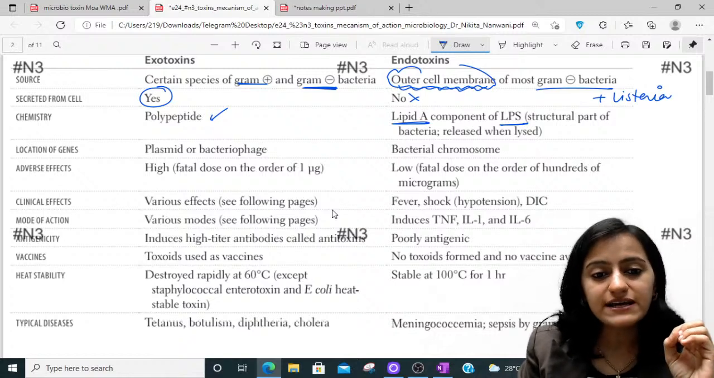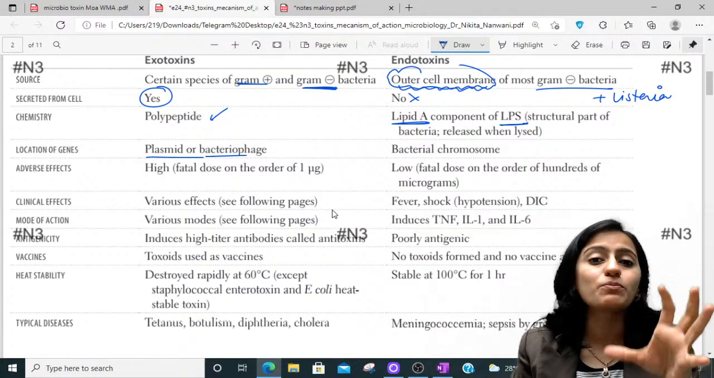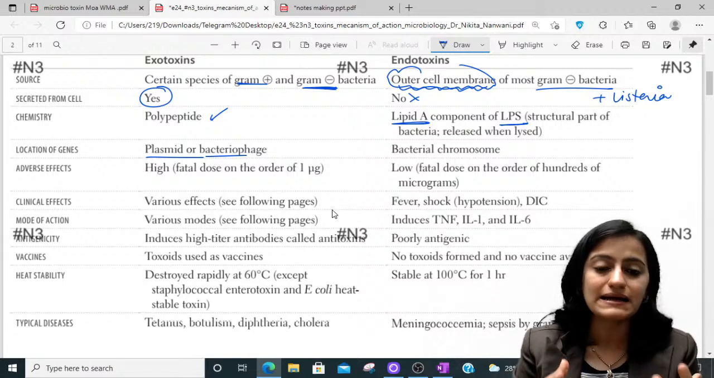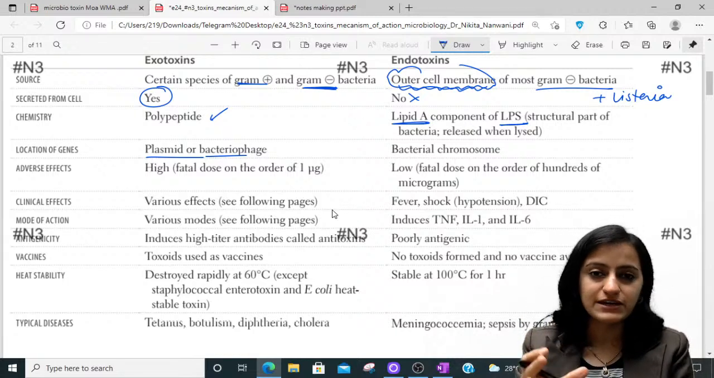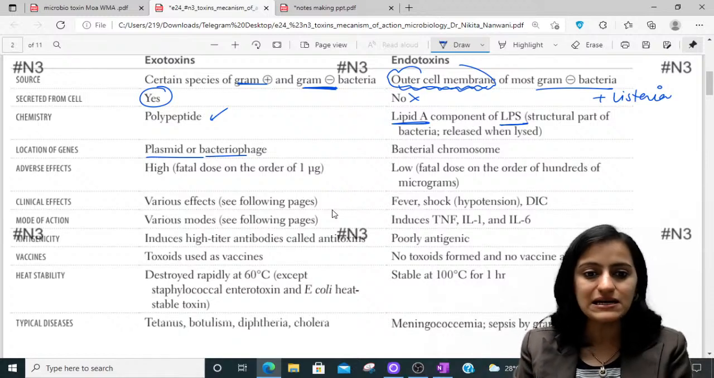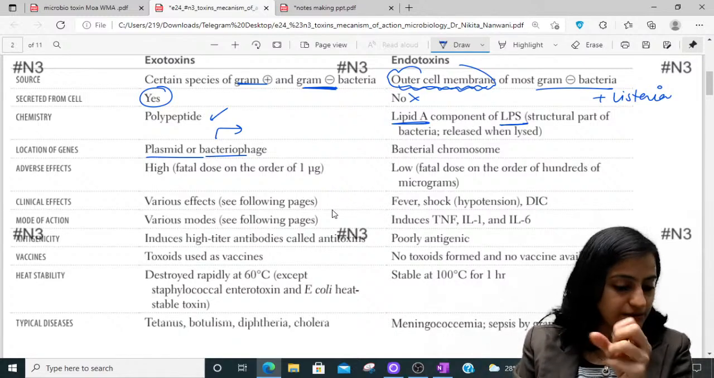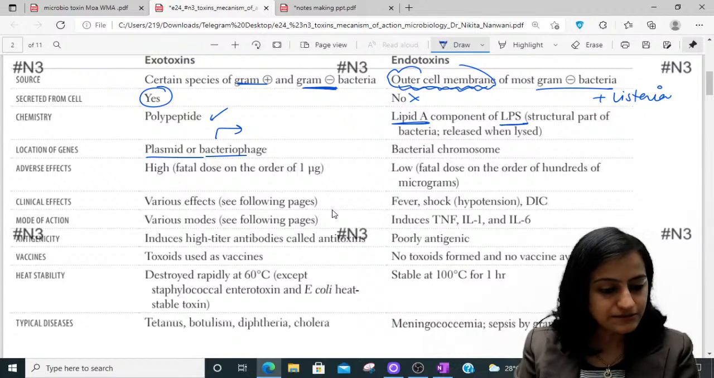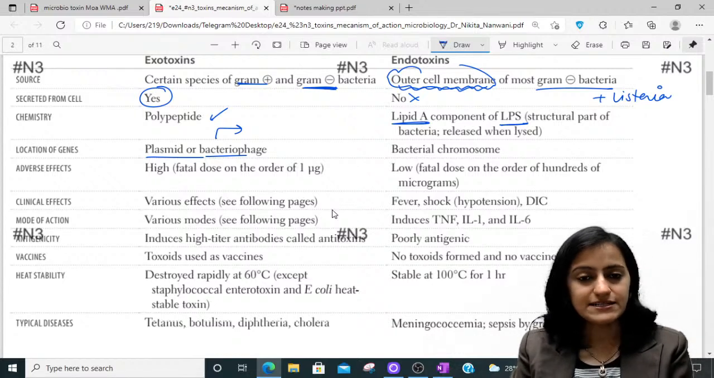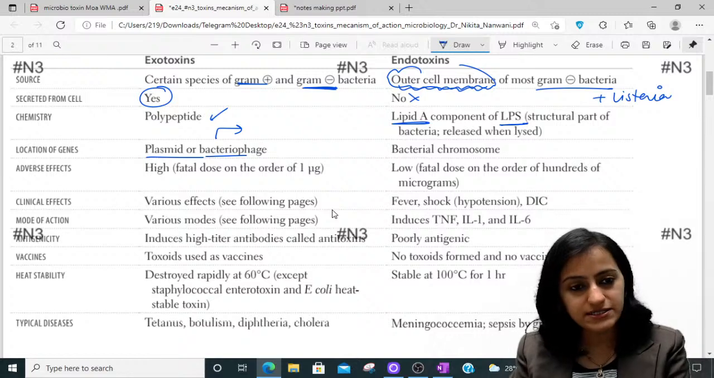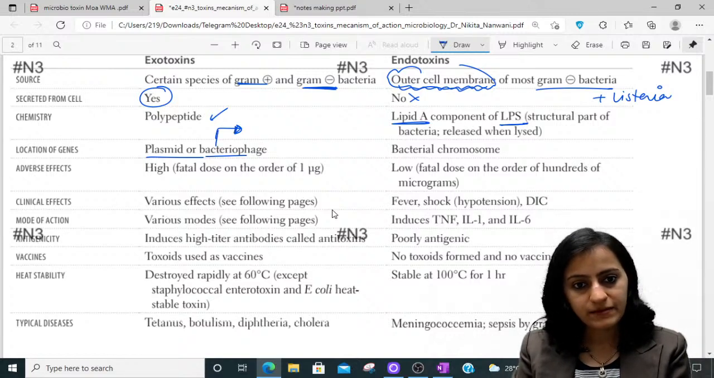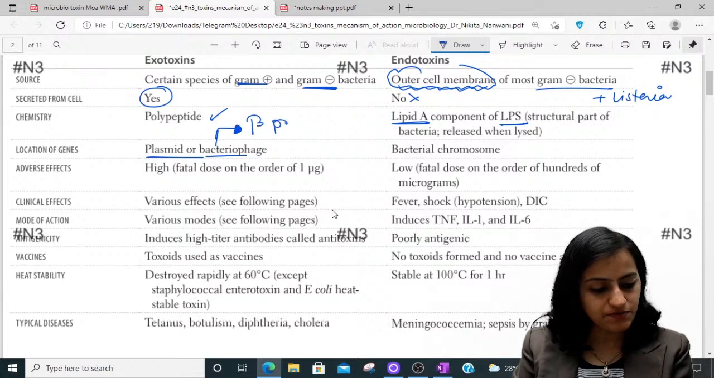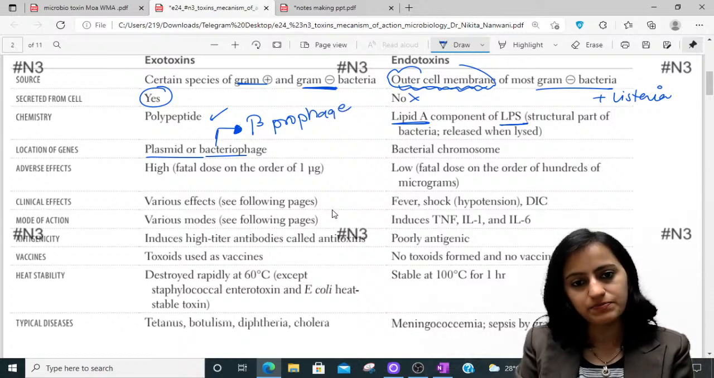The gene for exotoxin is on a plasmid or bacteriophage. We know that Corynebacterium diphtheriae. कौन सा फेज होता है बैक्टीरियोफेज? प्रोफेज, अल्फा, बीटा, गामा, डेल्टा. कौन सा प्रोफेज का रहता है which gets the toxin basically? Is it alpha, beta, gamma? What is it? Please remember, it is your beta prophage, right? It is your beta prophage.